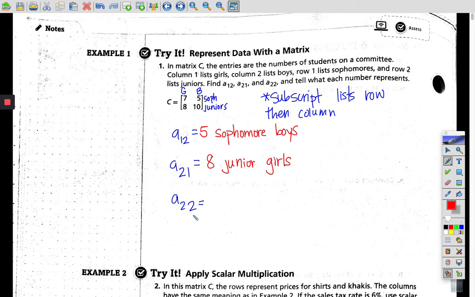And A subscript 22. Second row, second column represents 10. I was going to write subscript for some reason. 10 junior boys.